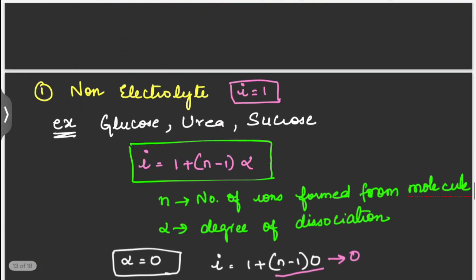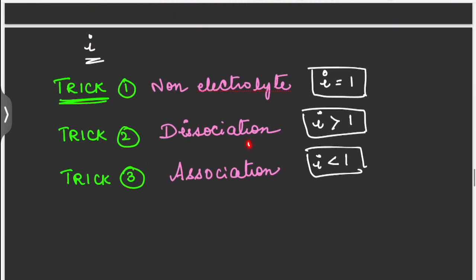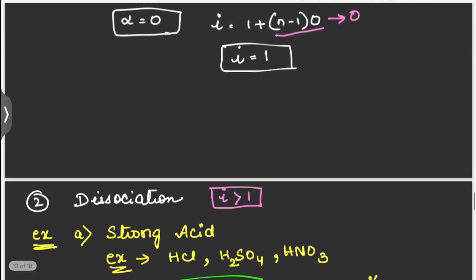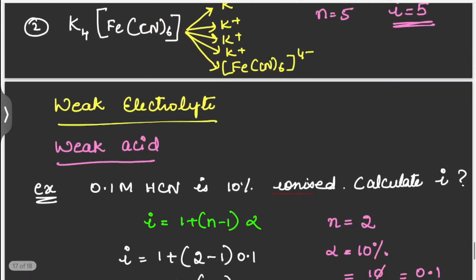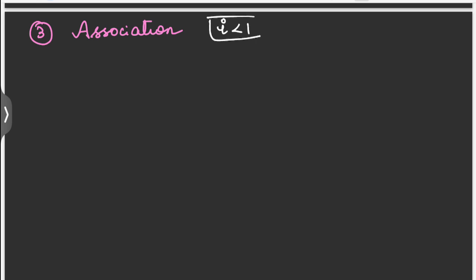So the second one we have studied is dissociation, where the I value we are getting is greater than 1. Next, the third trick, we will study association, where the I value should be less than 1. So next we will take association. Third trick we are going to learn is association. For association, remember that the I value will always be less than 1. We will see how it is.